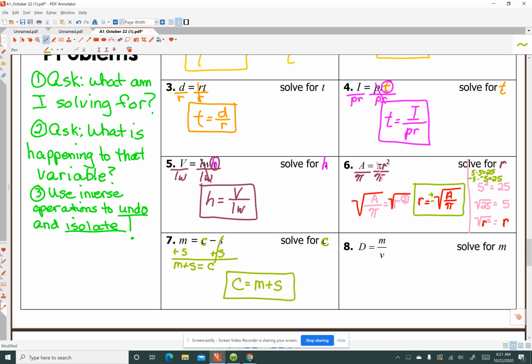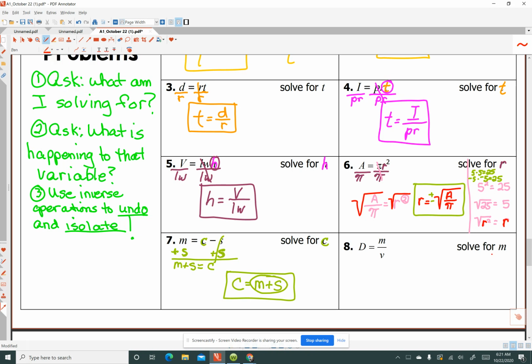So I added S to the right side, I add S to the left side. And M and S are not like terms, so we can't combine them. So that's always going to look like this.